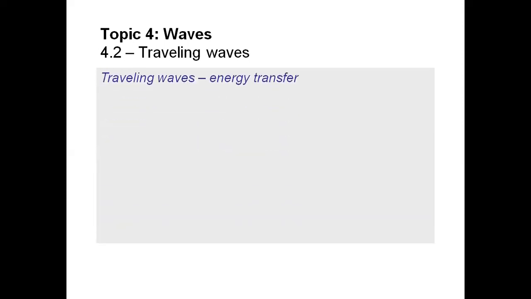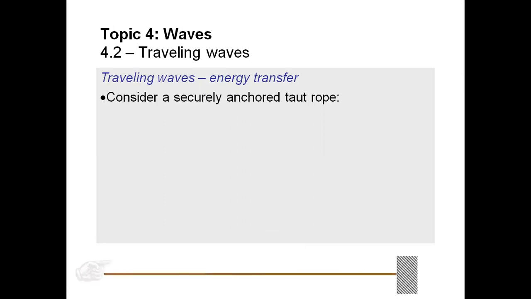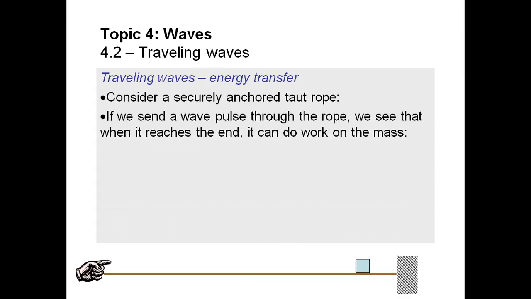Traveling waves and energy transfer. Consider a securely anchored taut rope. So again, we have a rope. If we send a wave pulse through the rope, we see that when it reaches the end, it can do work on the mass. So let's send a wave pulse to the right side, and we will see what happens to the mass at the end of the spring.